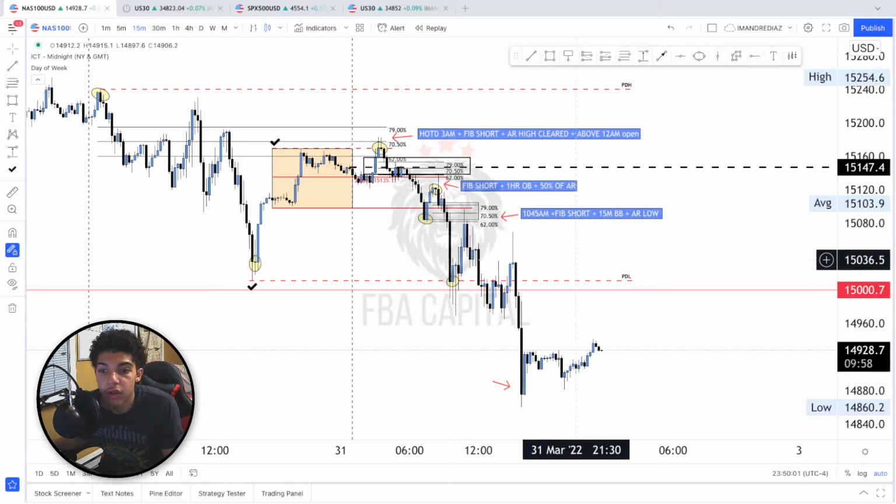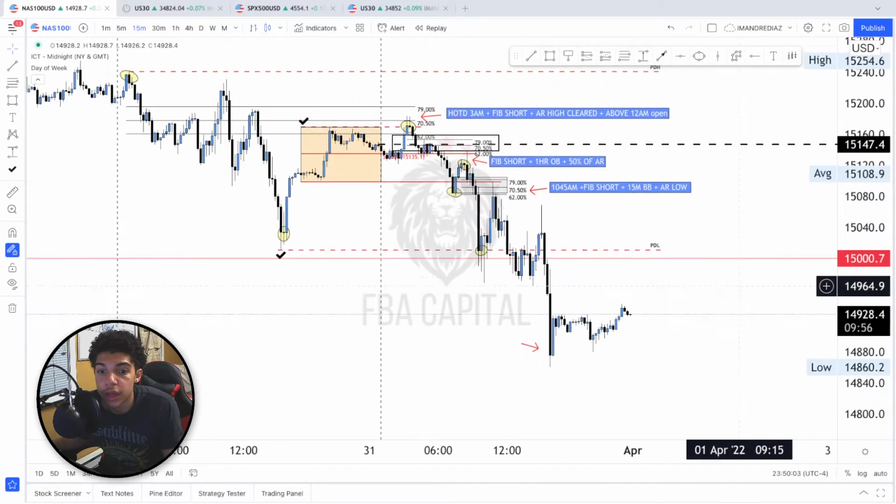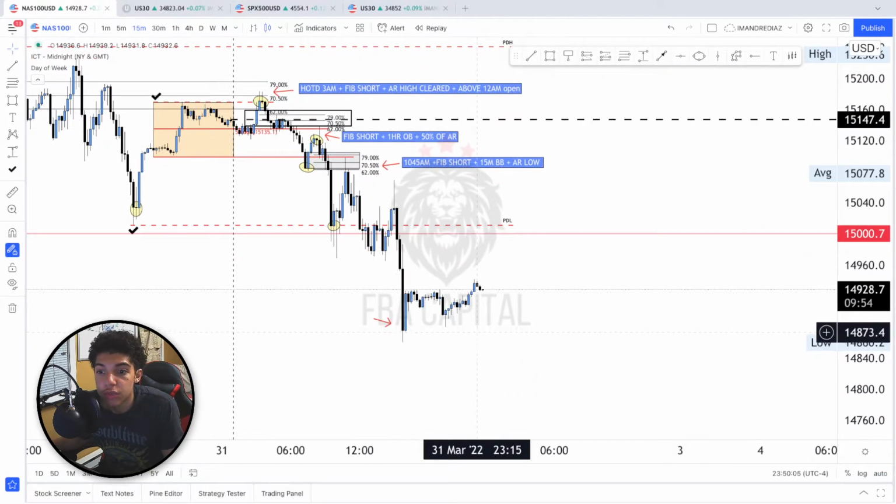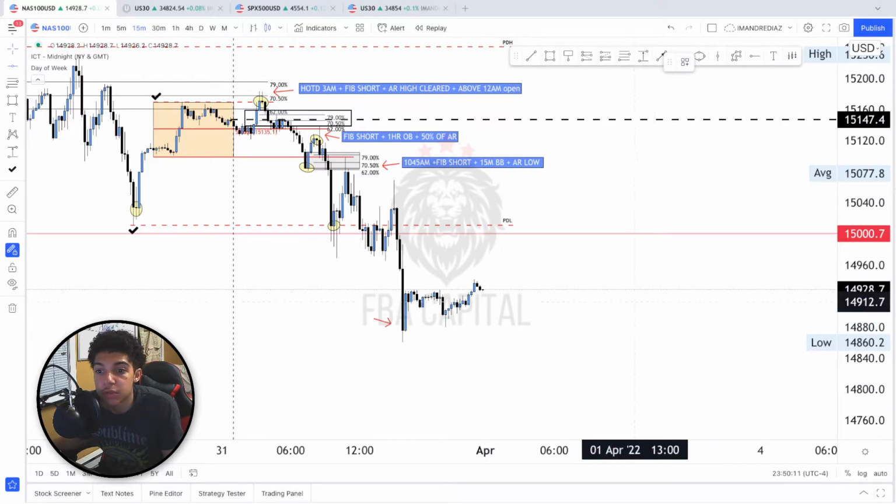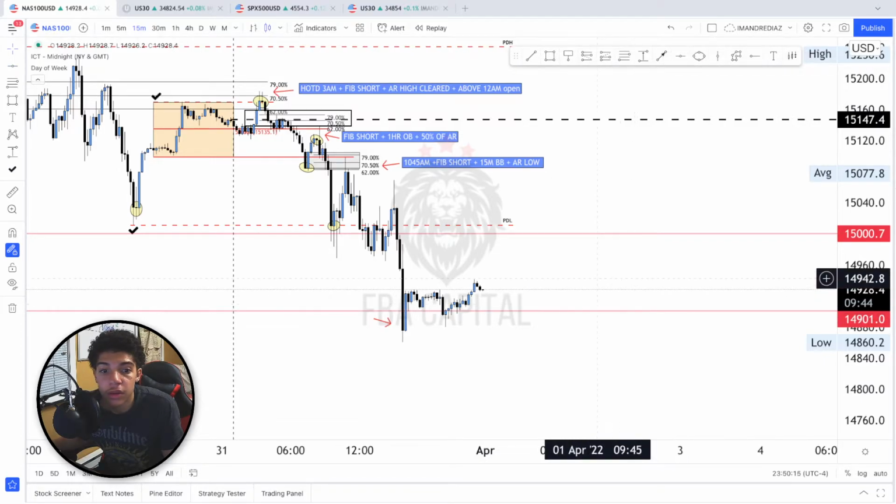And then all the way down here, we have the low of the day. So let's see what price created this low of the day at. It looks like it created it right at 14,900. It didn't tap into 14,800 yet. So 14,900 is going to be where we got that low of the day. Right here.